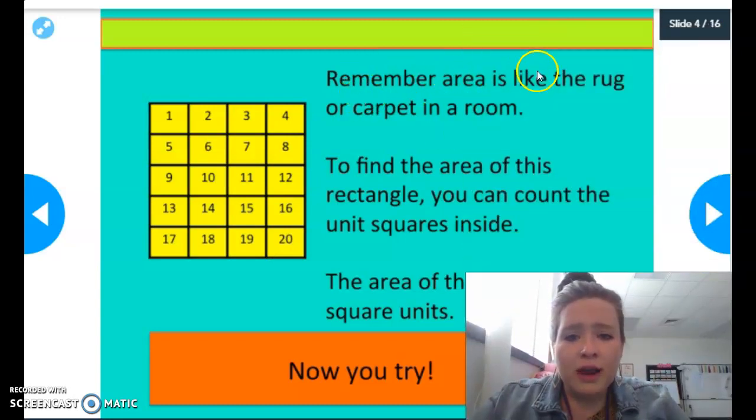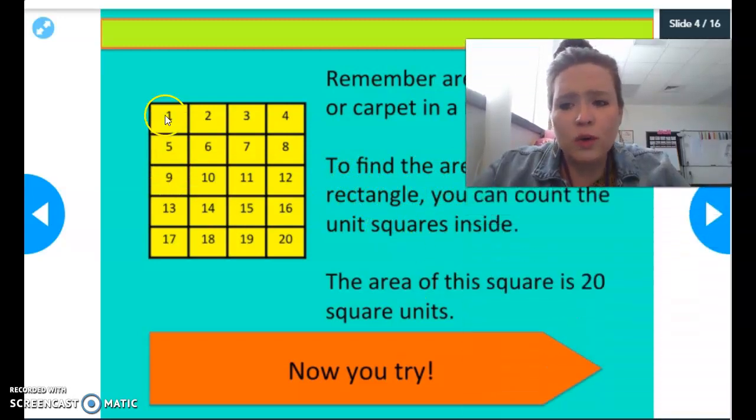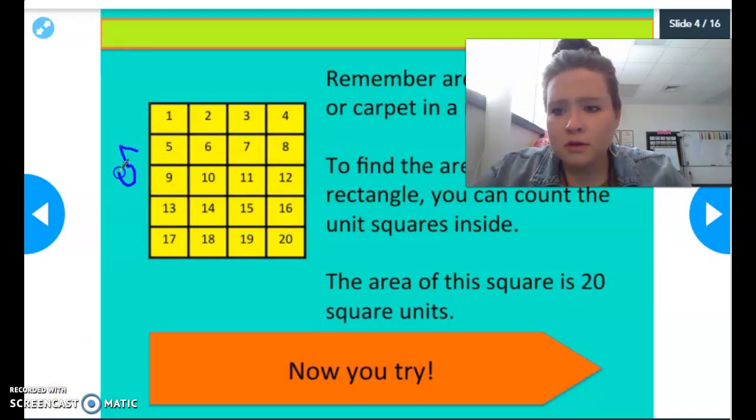Okay, remember, area is like the rug or carpet in a room. To find the area of this rectangle, you can count the unit squares inside, or you can multiply your length times your width, all right? And that would be 1, 2, 3, 4, 5. So 5, okay? And then 1, 2, 3, 4. So 5 times 4 equals 20 square units, okay?